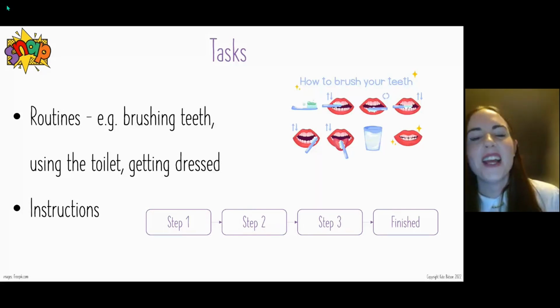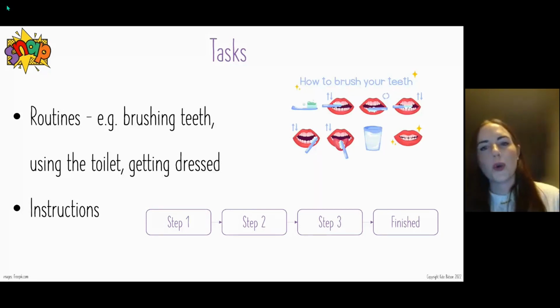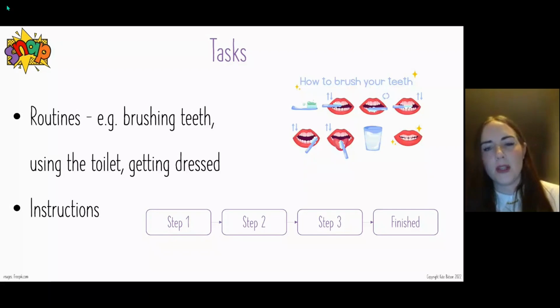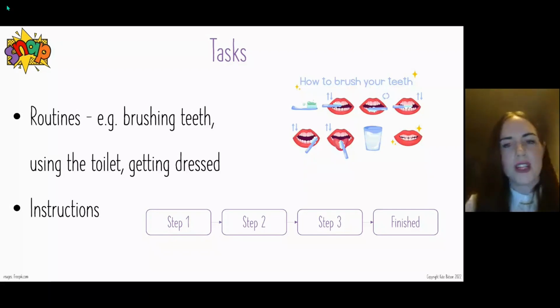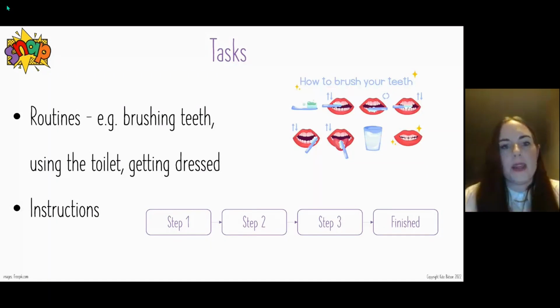I'm almost there. So for tasks, again, it's looking at things like routine, particularly daily tasks we might do, like brushing our teeth, using the toilet, getting dressed. Videos can be really, really powerful here if it is a routine where your child needs some kind of movement. So as lovely as this image is of all these rather strange looking mouths, to see the movement of the toothbrush, to fully understand how I need to move my hand, we might benefit more from an actual video where we can see that.